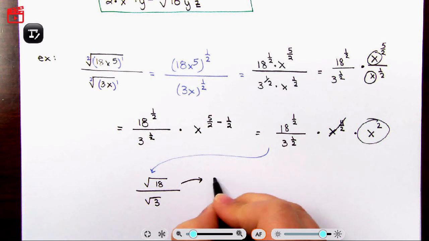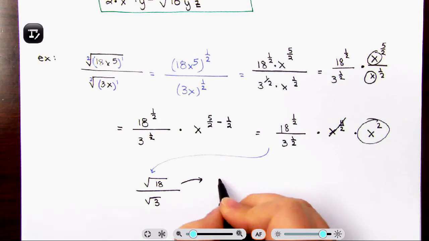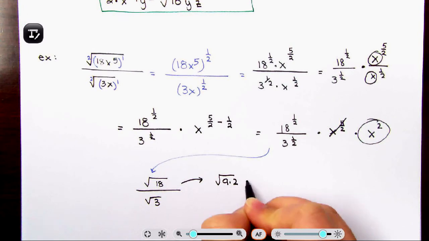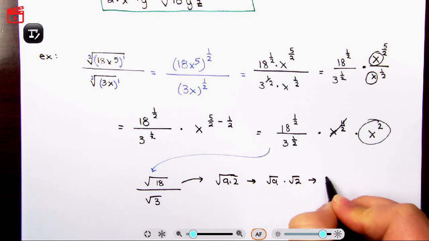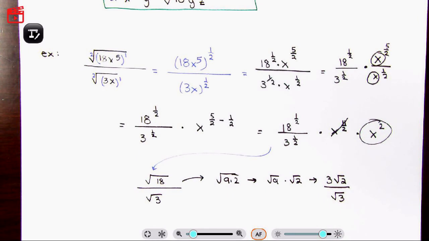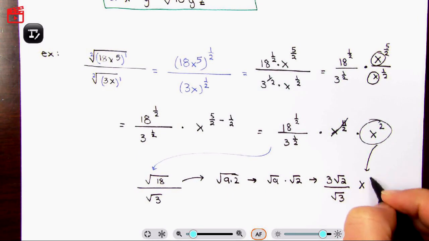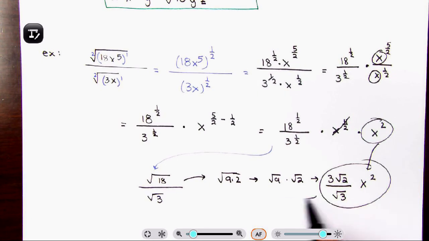18 is, what do I need to do? I'm thinking 4 times 6 is 24. What other good numbers can I do? I'm thinking, what can I take the square root of? Ooh, 9 times 2. So I'm going to take the square root of 9, take the square root of 2, which means I have 3 square rooted of 2 on top. I still have my root 3 on the bottom. That doesn't change. And I still have my x squared. That also doesn't change.